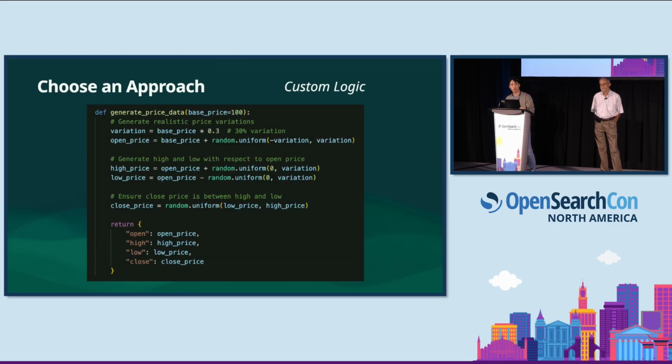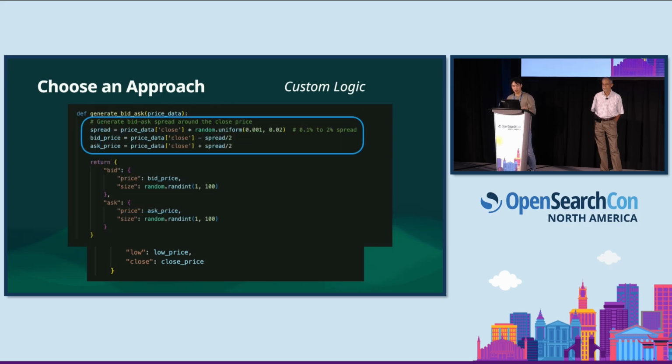The other approach is providing your own custom logic and defining that in a Python module. Sometimes it's pretty hard to depict relationships between different fields or create certain variations just through a config. So we've given users the option to define their own logic in a Python module. For example, focusing on that subset of fields, open, high, low, and close again, we can actually generate realistic price variations, like 30% or so. And the synthetic data generation will just follow these instructions. Even for bid and ask, we can create a very specific percentage of spread between the bid and the ask price.